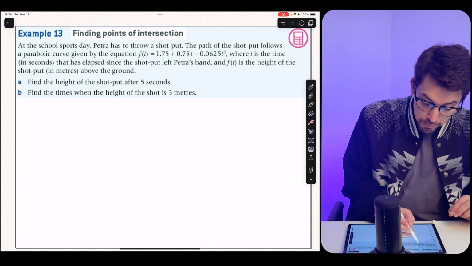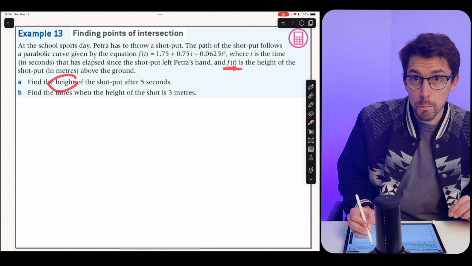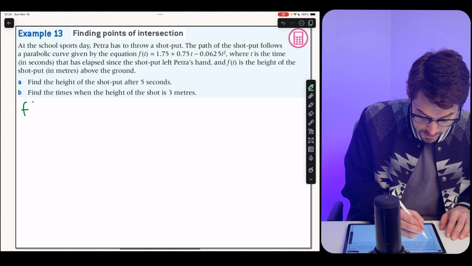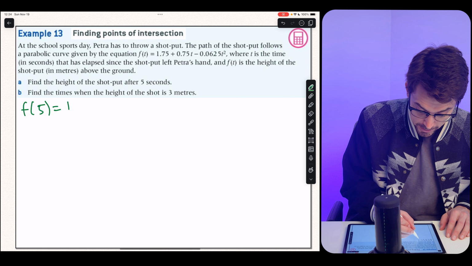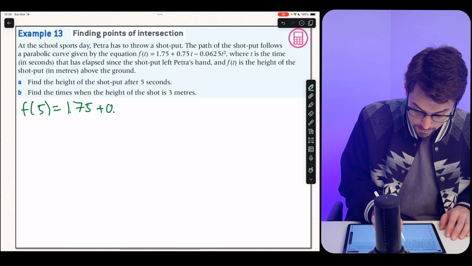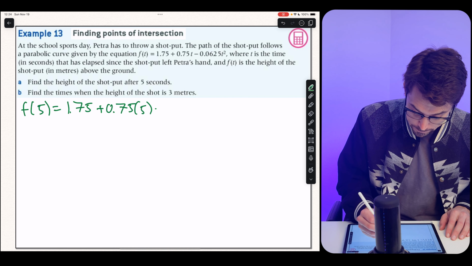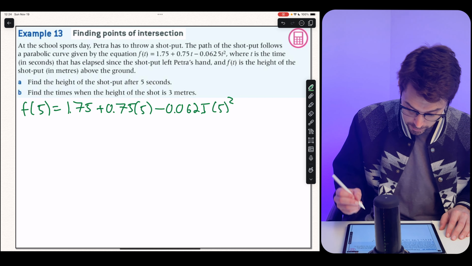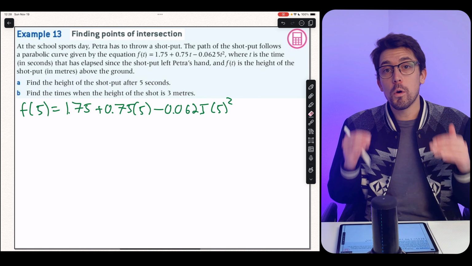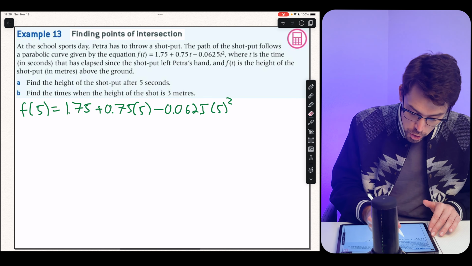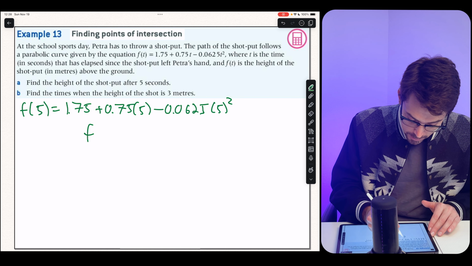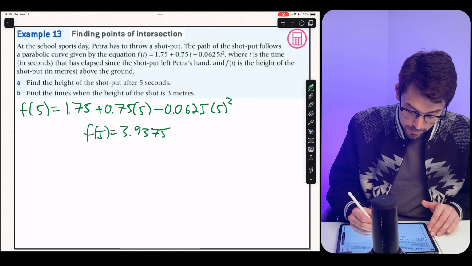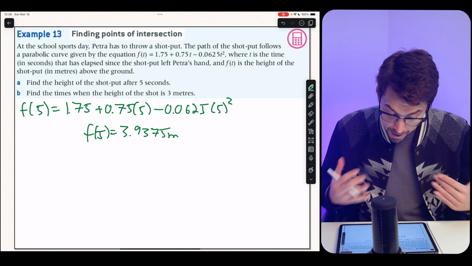So we are tasked with finding the height, which is f of t, which is the output, given that our input time is 5 seconds. So all we have to do is simply put in 5 for t, 5 seconds. And once we solve for that, go ahead and make sure we put it in properly. Okay. And once you have that properly written out, and once you go ahead and put that into your calculator correctly, what you should find is that f of 5 is equal to 3.9375 meters. Okay, so that is going to be the height after 5 seconds.